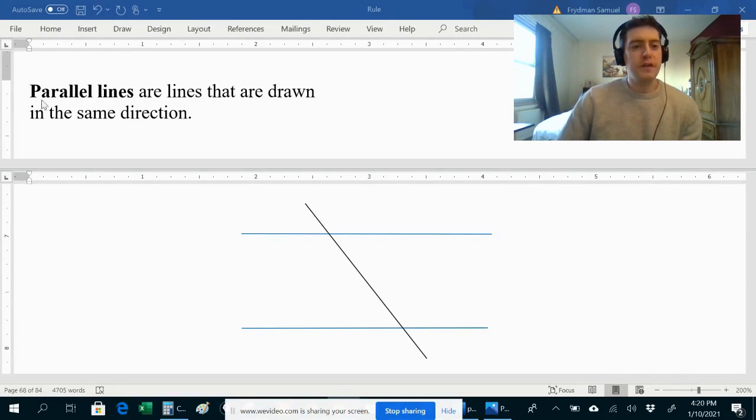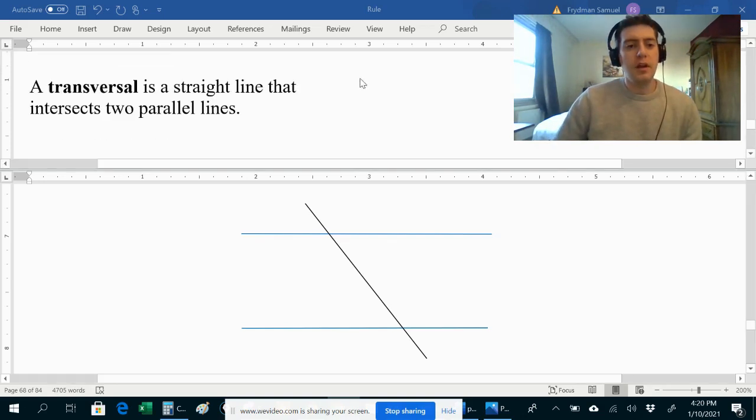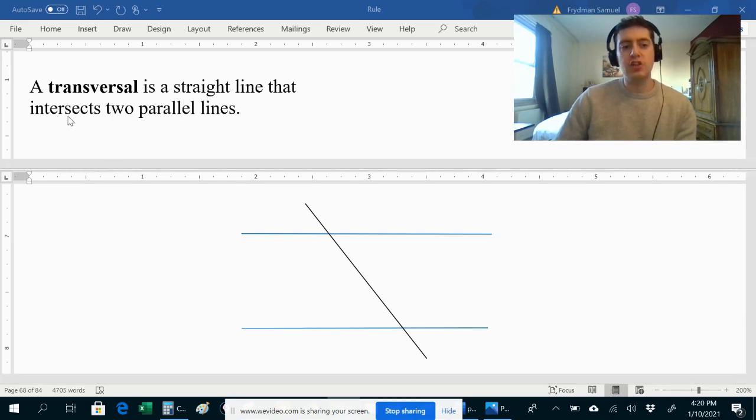So let's begin. First, definition of parallel lines. Parallel lines are lines that are drawn in the same direction. So for example, in this picture here, the blue lines are parallel because they're both going in the same direction. All right. And a transversal is a straight line that intersects two parallel lines. So in this picture, this black line over here is a transversal because it intersects the two blue lines which are parallel. All right.